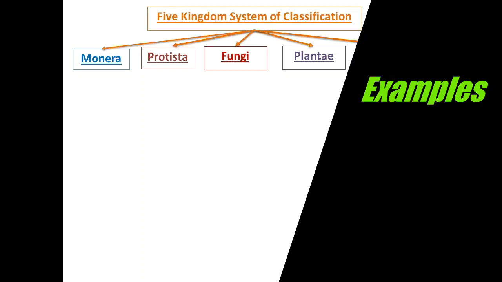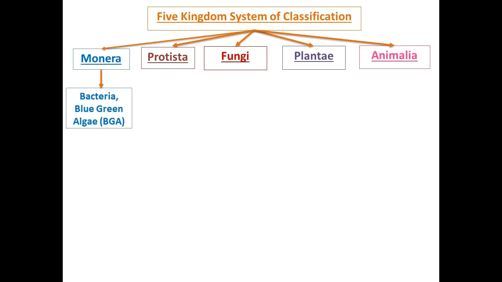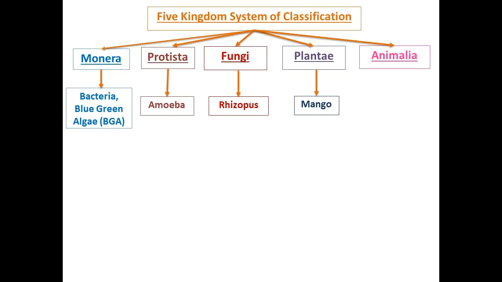Okay, so for kingdom Monera, examples are bacteria and blue-green algae. Kingdom Protista, the example is amoeba. The example of kingdom Fungi is Rhizopus. And Plantae, as you know, in the world there are so many plants: mango, citrus plant, guava, grapes, etc. Animals means cat, dog, rat, or a tiger, etc. So these are the examples of these groups.